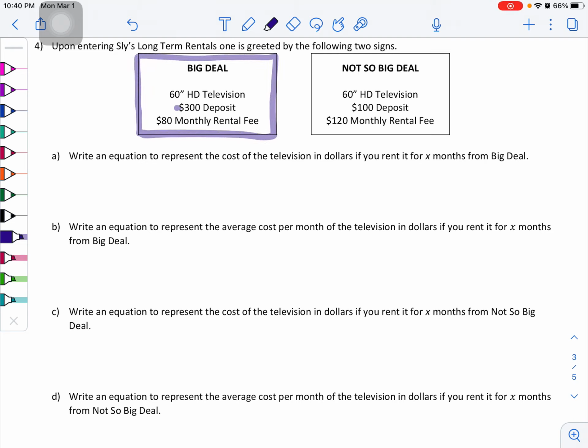and the big deal is a $300 deposit with an $80 monthly rental fee. I'm gonna get the words out, I promise. The not so big deal, which is a $100 deposit and then a $120 monthly fee. All right, write an equation to represent the cost of the television in dollars if you rent it for X months from Big Deal. So I'm going to go ahead and write this as B of X, just because I know part C and part D are going to ask for total cost and average cost again, and so I don't want to confuse myself.